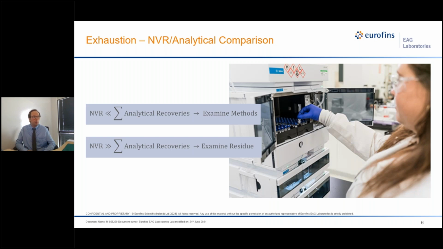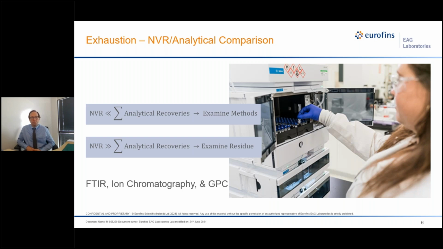The other case, though, is where our non-volatile residue is significantly higher than our analytical recoveries. And at that point, we really should be examining our residue. So we can do that by a variety of methods. Probably the go-to one, and the one that you'll see done routinely, is FTIR spectroscopy. And this is good for getting kind of a bulk analysis of the material, and you can get some structural information on what you're observing.